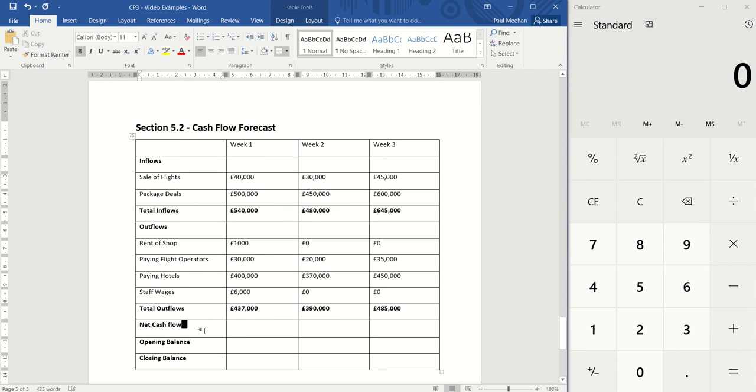So we get a new row now which is called net cash flow. And net cash flow is the difference between your total inflows and your total outflows. So the inflows are money coming in and the outflows are money going out. So what we do is we subtract the total outflows from the total inflows, and we will get a number I'm going to work out now. 540,000 minus 437,000 is 103,000.